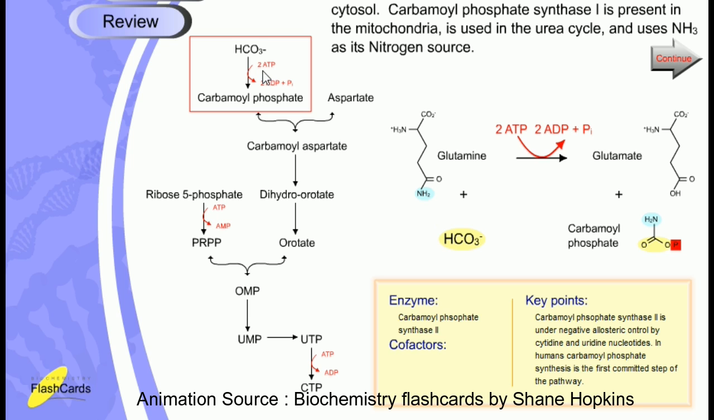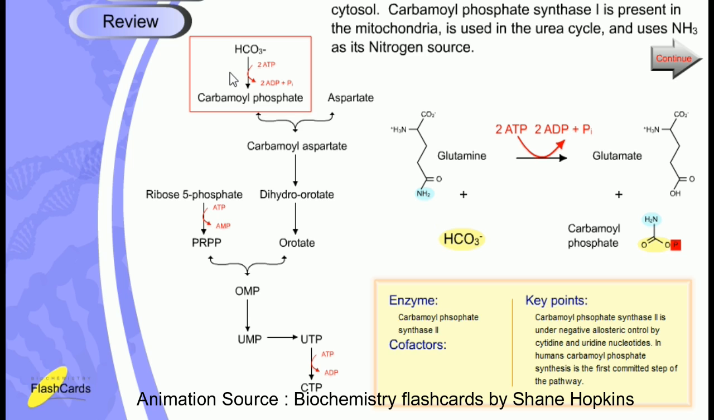Now this carbamoyl phosphate synthase 2 is under negative allosteric regulation by cytidine and uridine nucleotides. That means in case of pyrimidine we only have the C and U, in purine we'll see A and G. Now if we have UTP or CTP or UDP and CDP present in the cell, those will negatively impact this first step of commitment, because this first step is irreversible in nature.